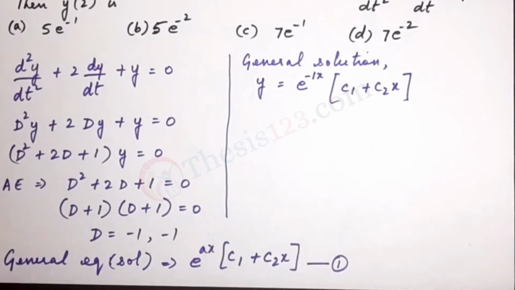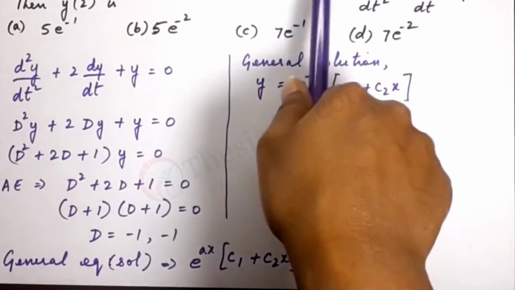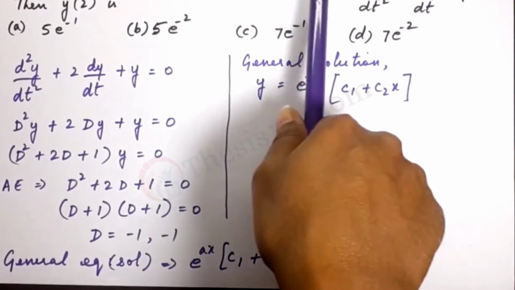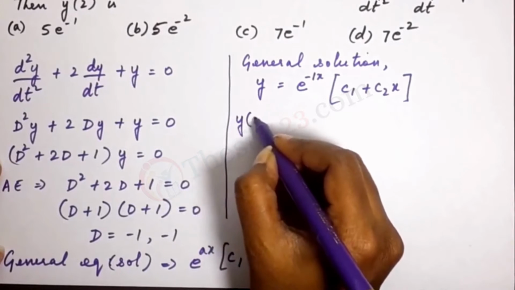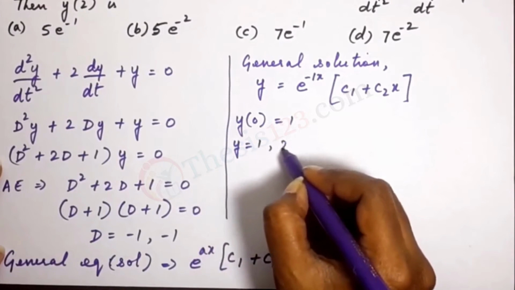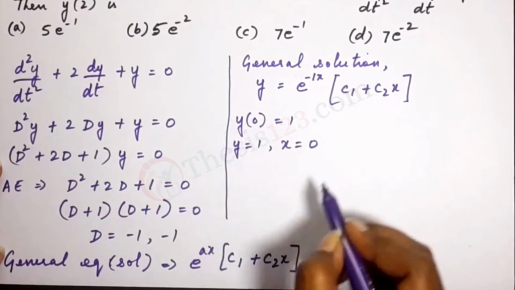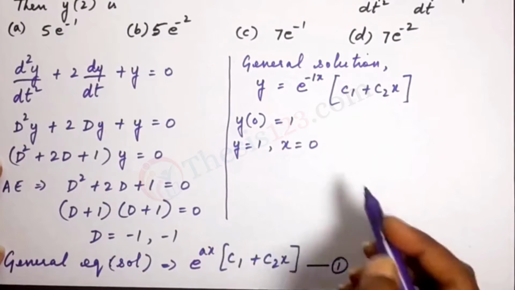We need to find out what are the values of c1 and c2. So that's our next step. And in order to do that, we take the help of the initial conditions given over here. So we start with y of 0 is equal to 1. Now when y of 0 equals 1, that means that y is equal to 1 and x equals 0. Now let's substitute that here and see what we get.